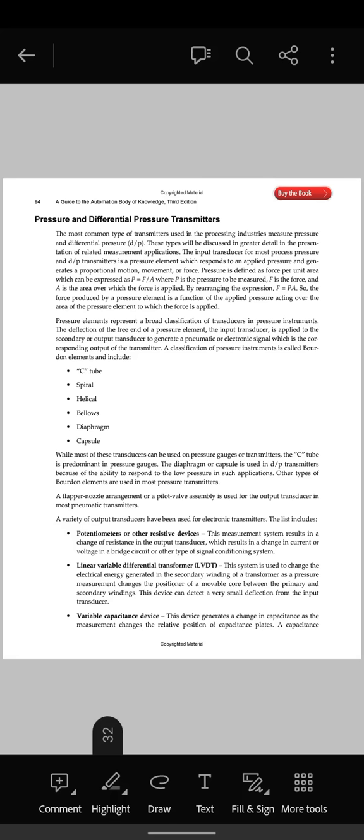Pressure and differential pressure transmitters. The most common type of transmitter used in the processing industries measures pressure and differential pressure, DP, D or P. These types will be discussed in greater detail in the presentation of related measurement applications.